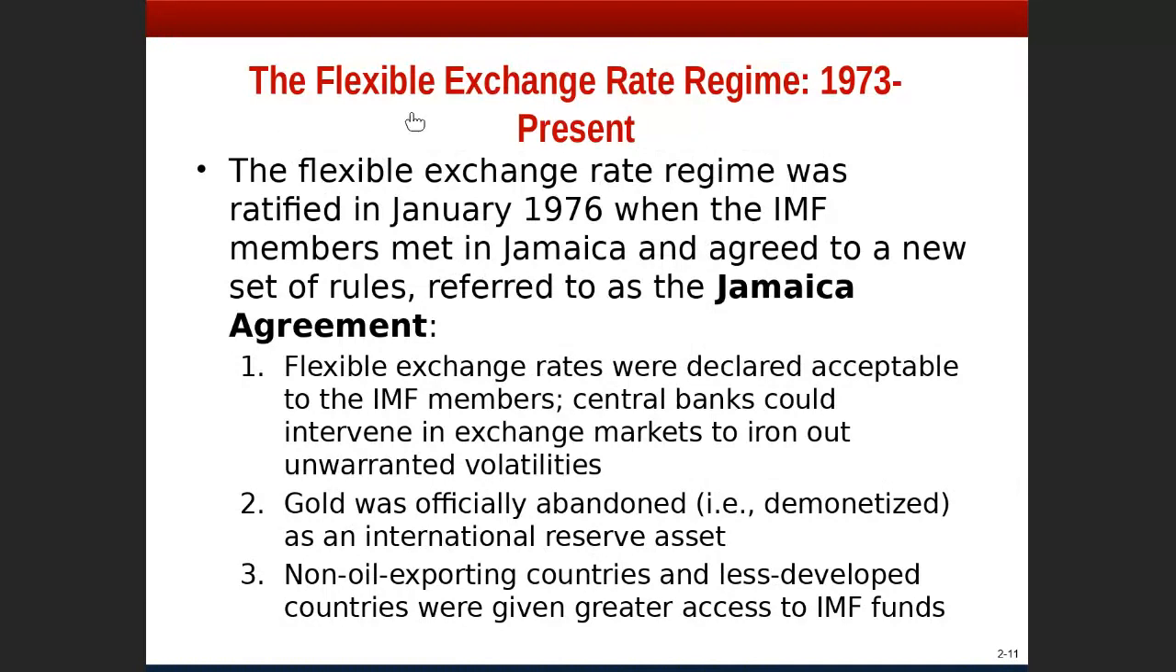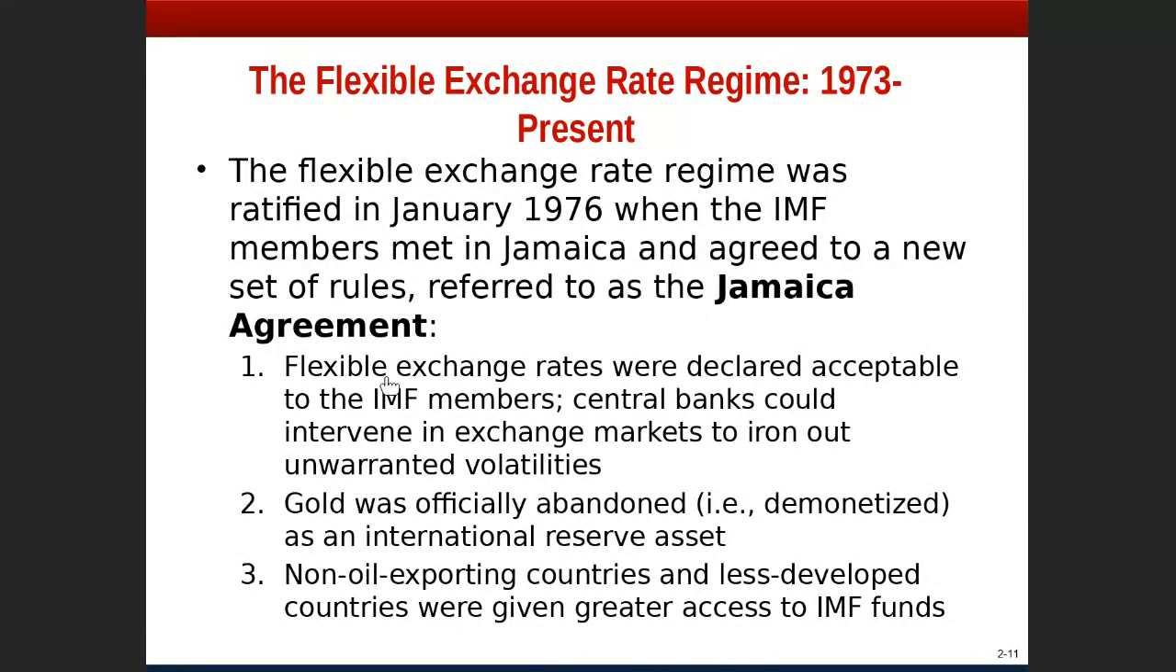Finally, we have the flexible exchange rate regime, which has been in place since 1973. The flexible exchange rate regime was ratified in January 1976 when the International Monetary Fund members met in Jamaica and agreed to a new set of rules referred to as the Jamaica Agreement.